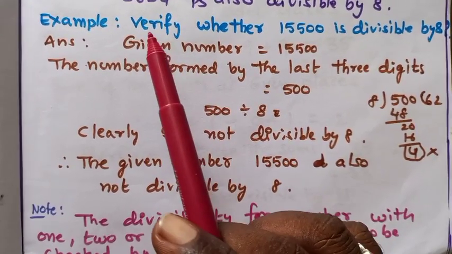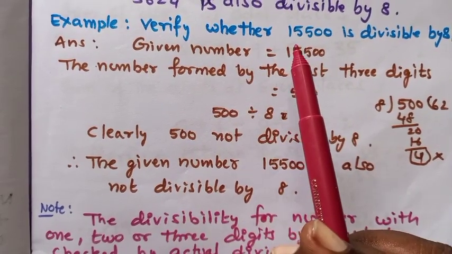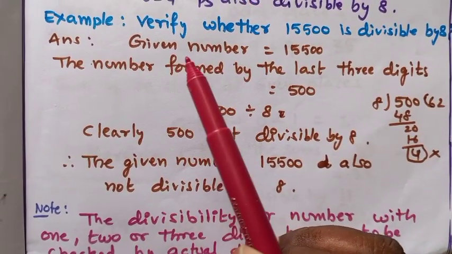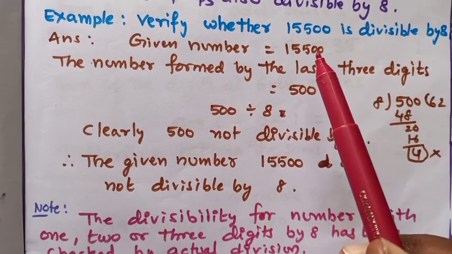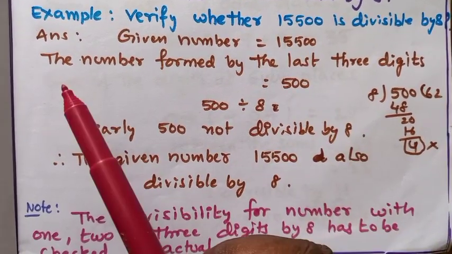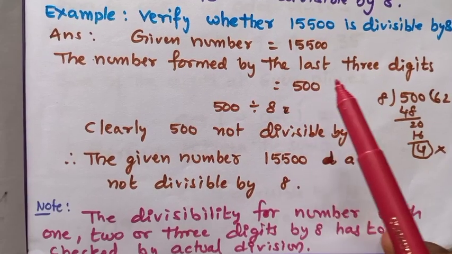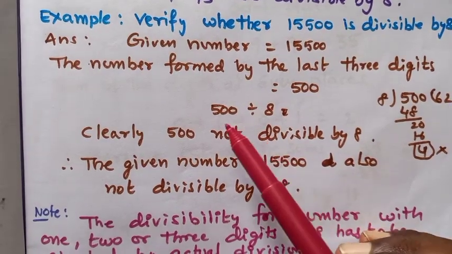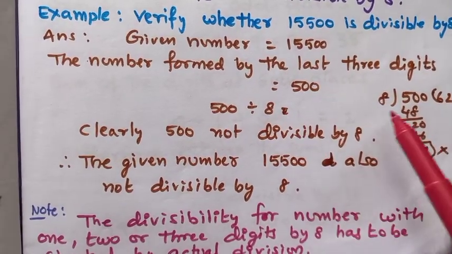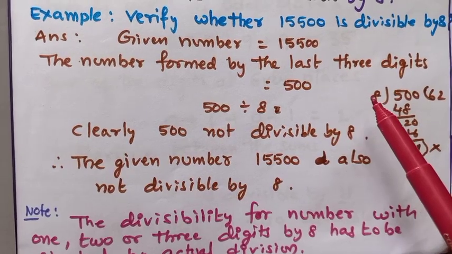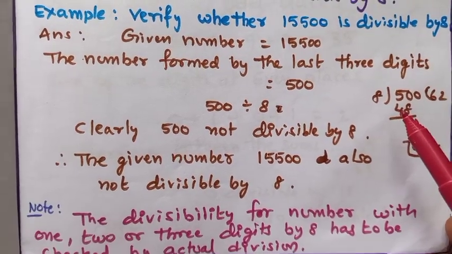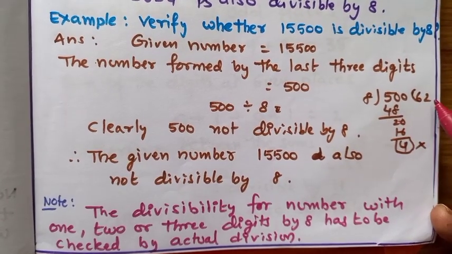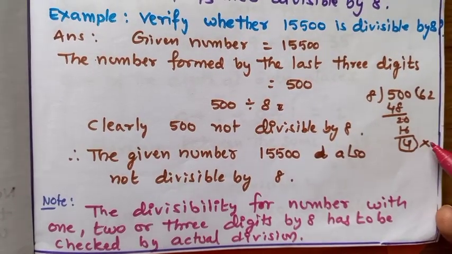Look at another example. Verify whether 15,500 is divisible by 8. Answer. Write down the given number 15,500 and also the number formed by the last three digits, which is 500. Now divide 500 by 8. 8 6s are 48 and 2 is the remainder, and bring down 0. 8 2s are 16. We get the remainder 4.